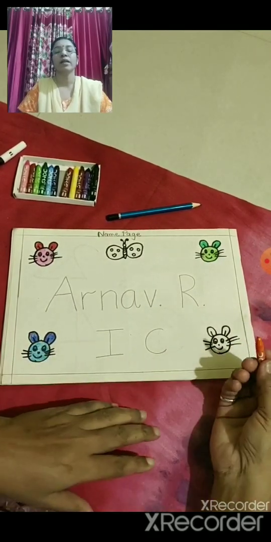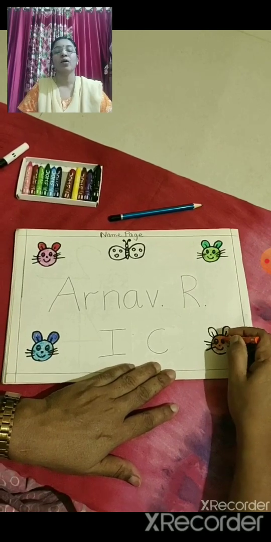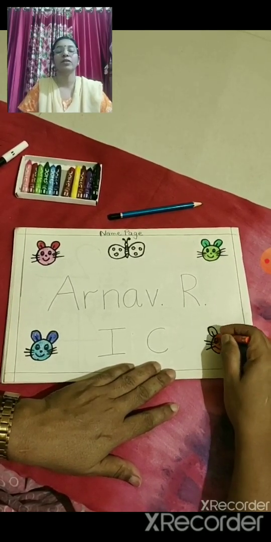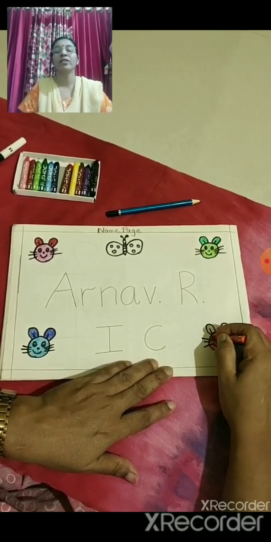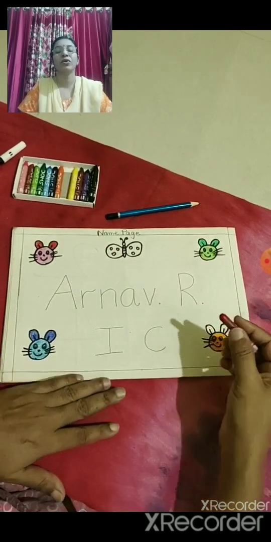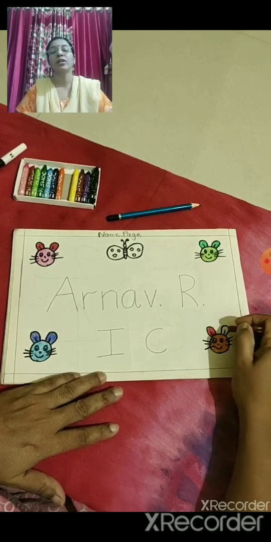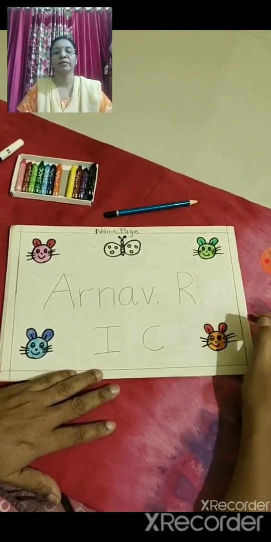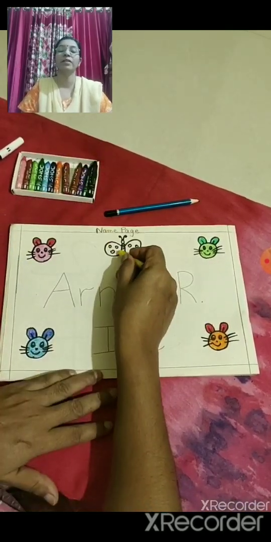Yes. Now, last one, I'm going to give orange color. Which color? Orange. And for the ears, orange and red. I'm going to give a red color for the ears. So here the combination is of orange and red. So we have finished coloring all the bunny rabbits.